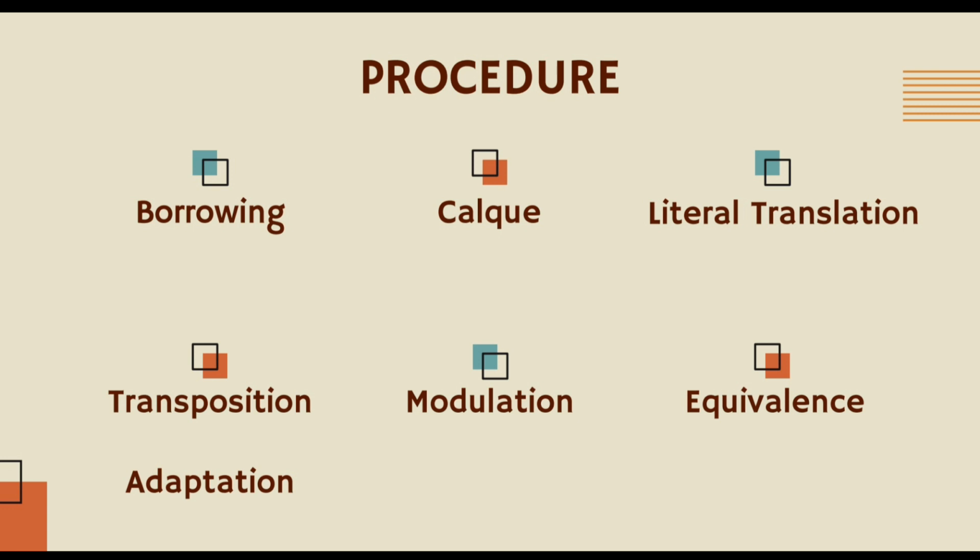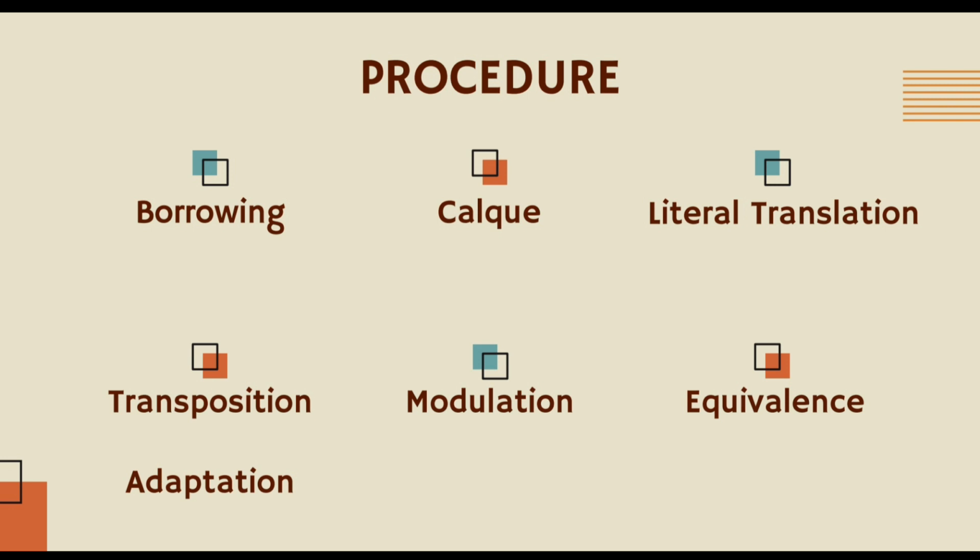Procedure 1. Borrowing. To overcome a lacuna, usually a metalinguistic one. Borrowing is the simplest of all translation methods. For instance, in order to introduce the flavor of the SL culture into a translation, foreign terms may be used.